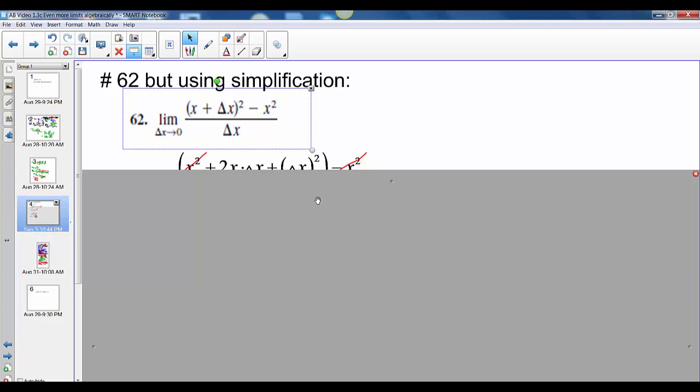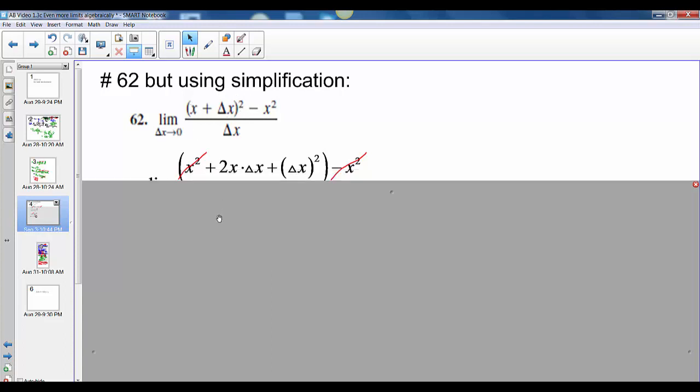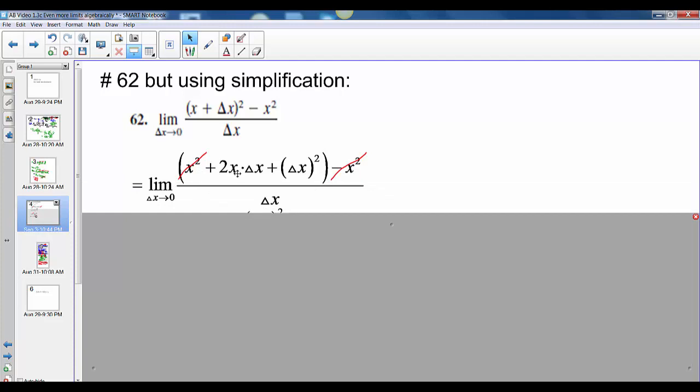Anyways, so rather than factoring it, let's actually simplify it. In other words, let's expand this. This is a plus b all squared. That's going to give a squared plus 2ab plus b squared. And then, of course, you have the minus x squared. The x squareds will cancel.